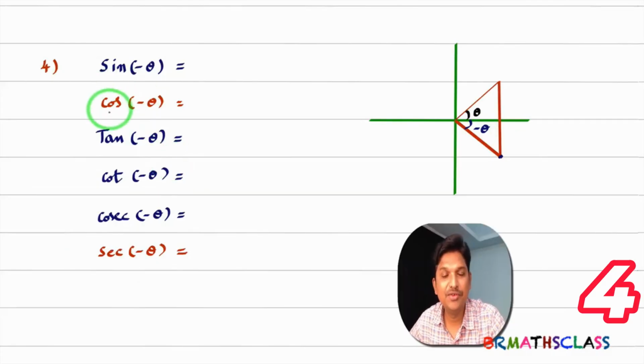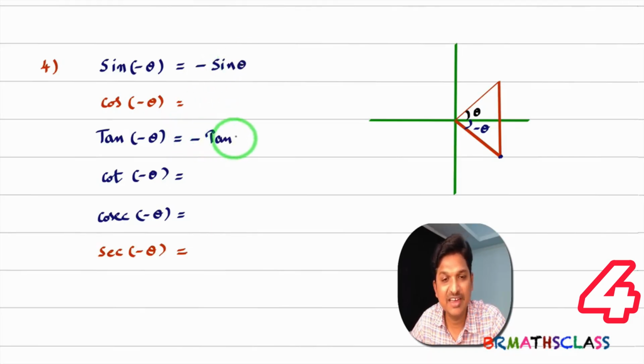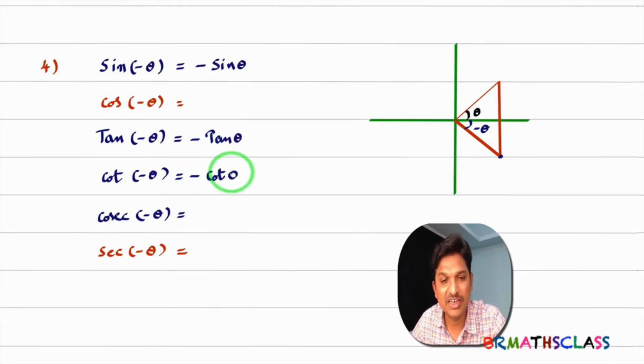In this we will learn sin of minus theta, cos of minus theta, tan of minus theta, all these formulas. What is sin of minus theta? Sin of minus theta is minus sin theta. Tan of minus theta is minus tan theta. Cot of minus theta is minus cot theta. Cosecant of minus theta is minus cosecant theta.